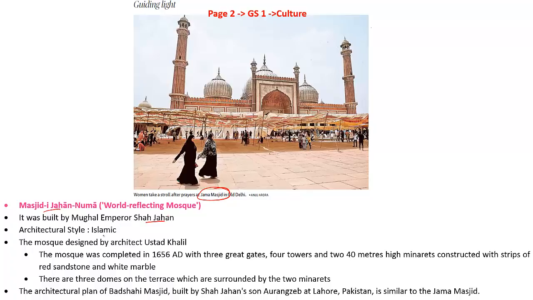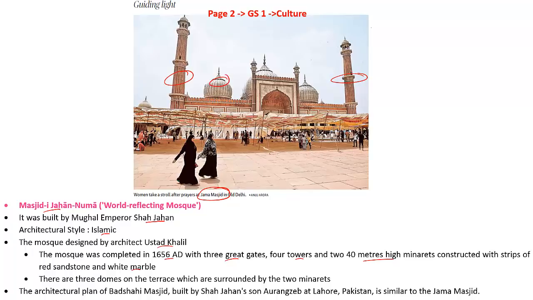Its architectural style is Islamic. The mosque is designed by architect Ustad Khalil. The mosque was completed in 1656 AD with three gates, four towers, and two 40-meter high minarets constructed with strips of red sandstone as well as white.